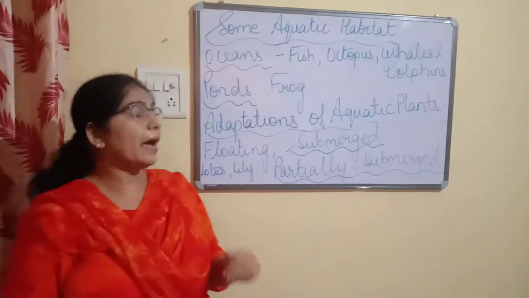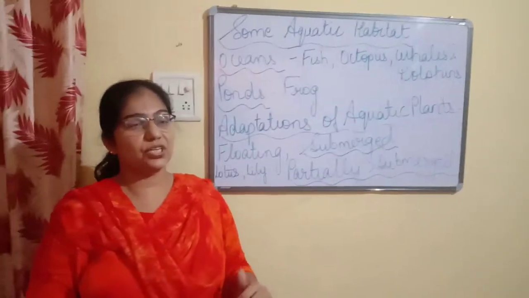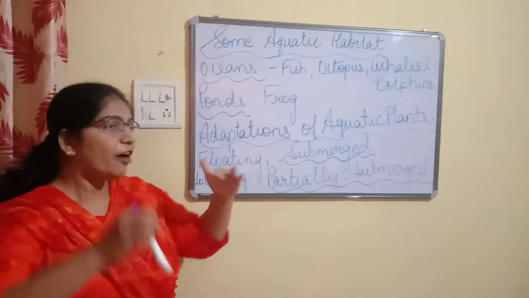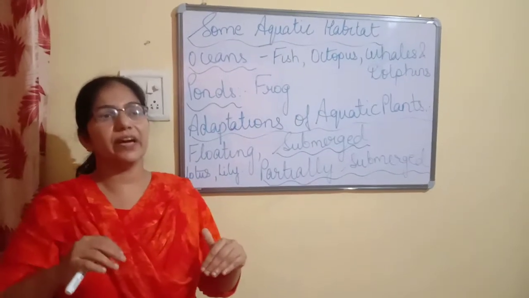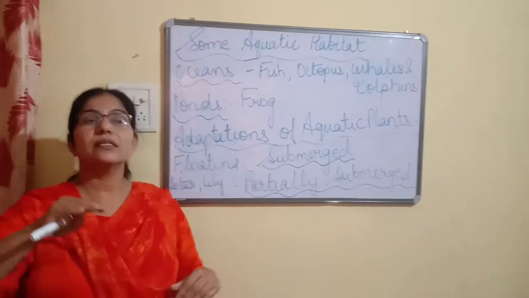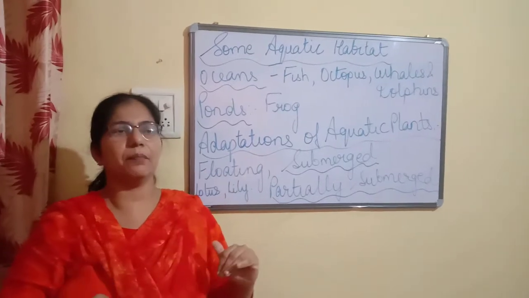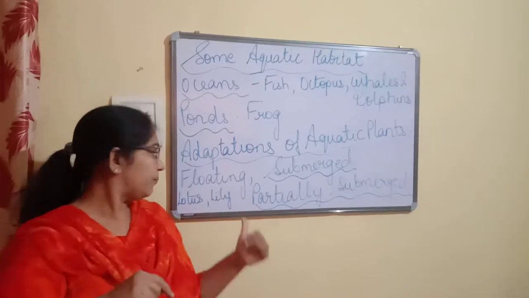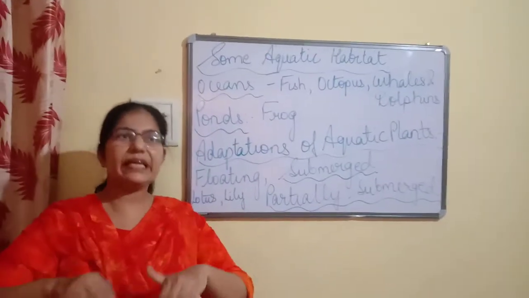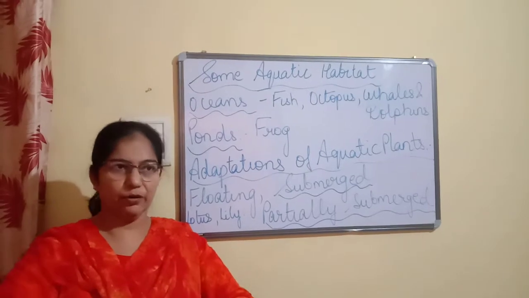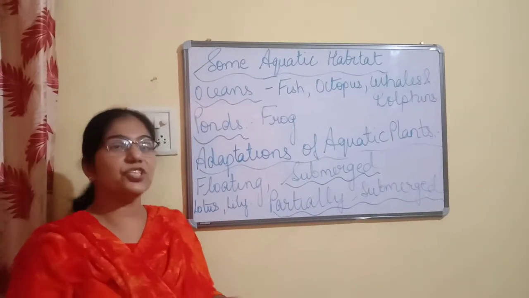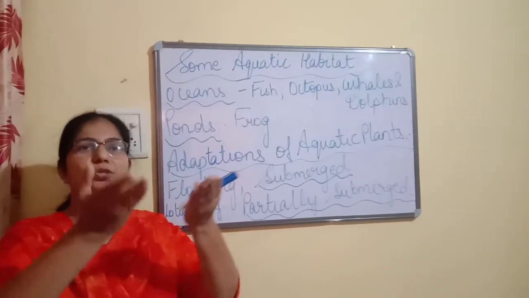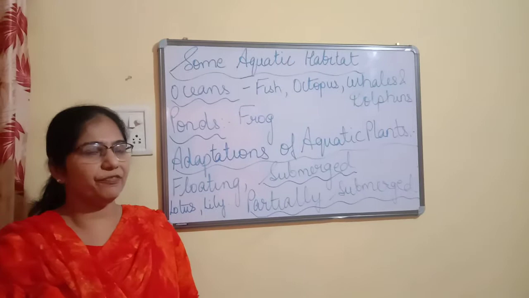Now we come to the adaptations of aquatic plants, children. Firstly, aquatic plants are classified as floating plants, submerged plants, and partially submerged plants also. Now floating plants float on the surface. Submerged plants are completely submerged underwater, whereas in partially submerged plants only the roots are in the water and the rest, the leaves and branches, flowers you can see on the surface of water.